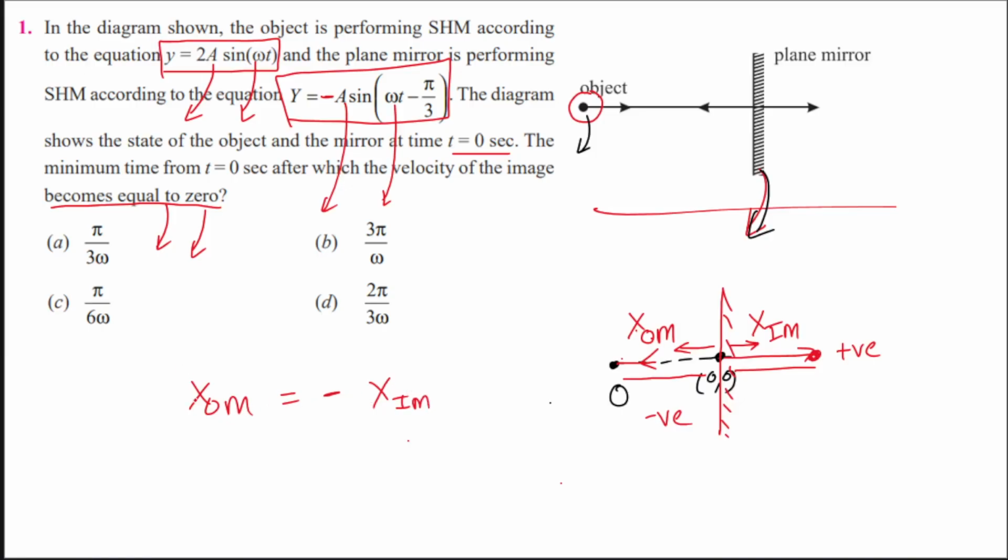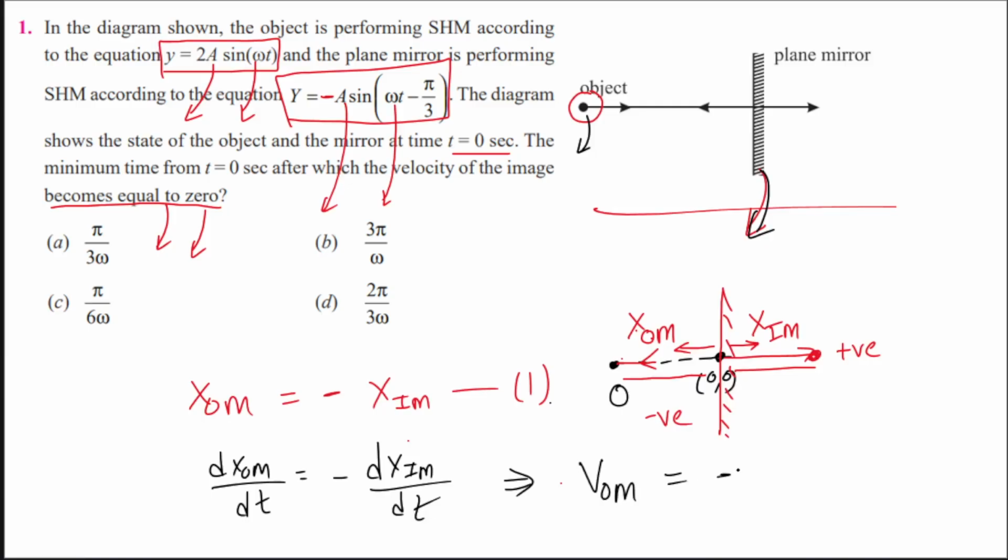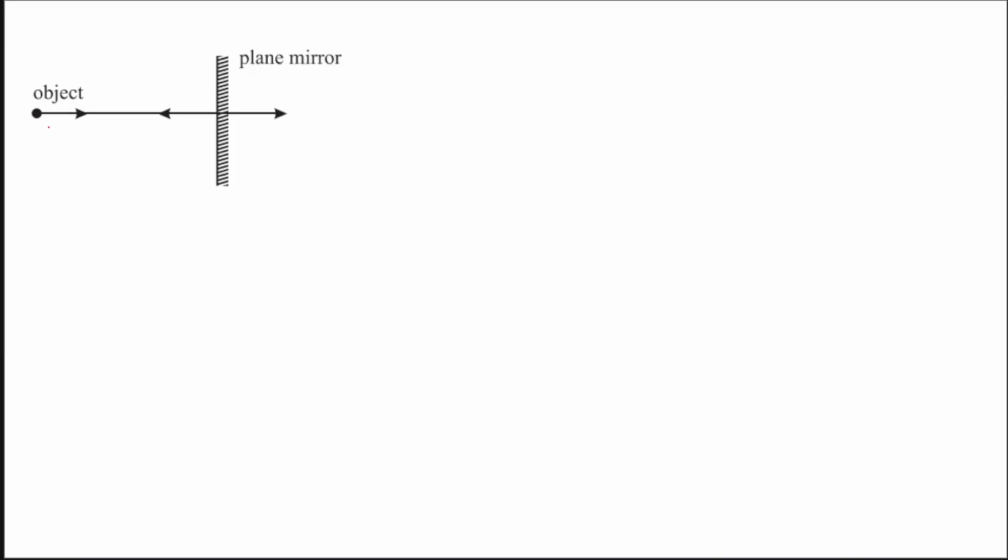And if you differentiate this equation 1, you're going to get velocity, right? So dXOM/dt is equal to minus of dXIM/dt. Okay? So this will give you what? Velocity of object with respect to mirror is equal to negative of velocity of image with respect to mirror. You break it further, using the relative velocity concept: velocity of object minus velocity of mirror. So this is the absolute velocity of object, that is velocity of object with respect to ground, and this is velocity of mirror with respect to ground, equal to negative of velocity of image with respect to ground minus velocity of mirror with respect to ground.